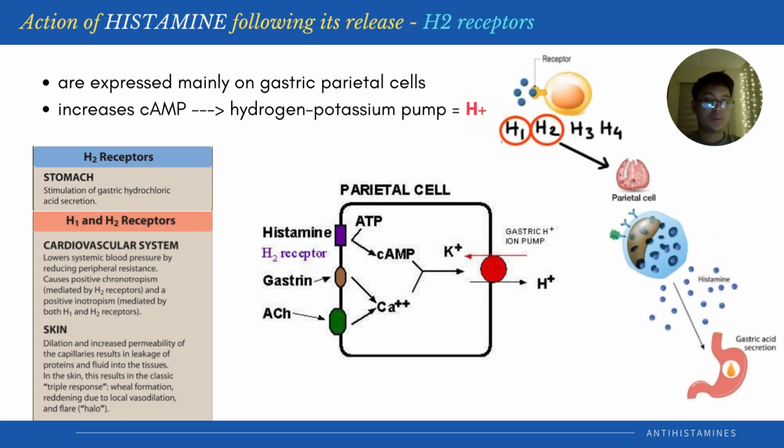So for histamine type 2 receptors, these receptors are expressed mainly on the gastric parietal cells. So when histamine binds to the H2 receptors located in the acid-secreting gastric parietal cells, this initiates a cascade that eventually increases the intracellular cyclic adenosine monophosphate or cAMP. Cyclic AMP activates the hydrogen potassium pump, causing secretion of hydrogen ions.